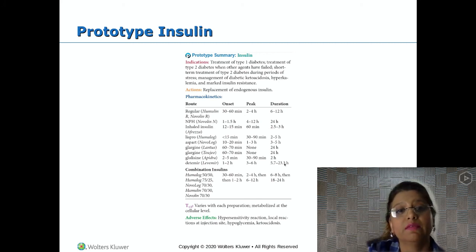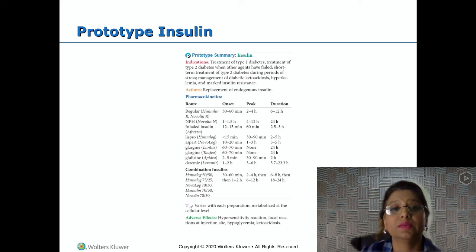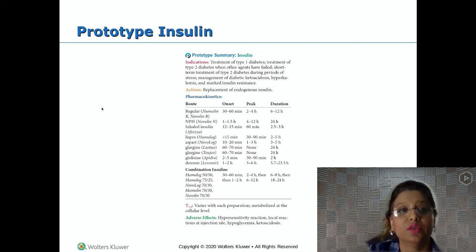Now, insulin comes in different forms. If you look over here, it has different kinds. Regular insulin comes in a short-acting subcutaneous injection form. Regular insulin onset is 30 to 60 minutes, peaks in 2 to 4 hours, and duration is 6 to 12 hours. NPH is 1 to 1.5 hours, 4 to 12 hours, and 24 hours. Then we have Lispro: less than 15 minutes, 30 to 90 minutes, 2 to 5 hours.